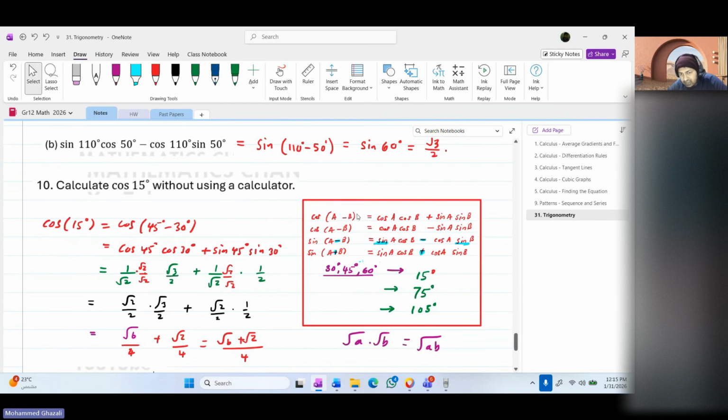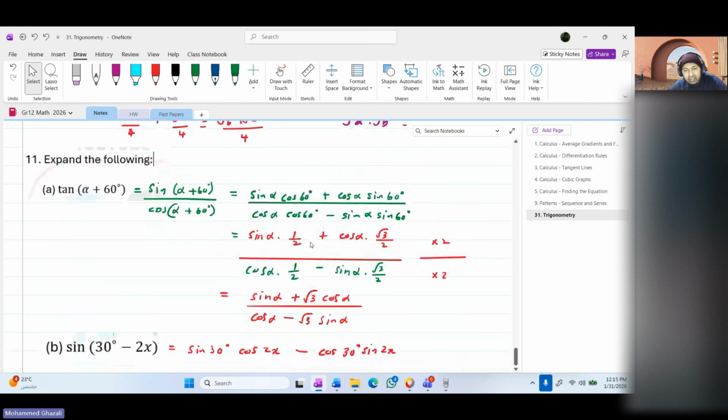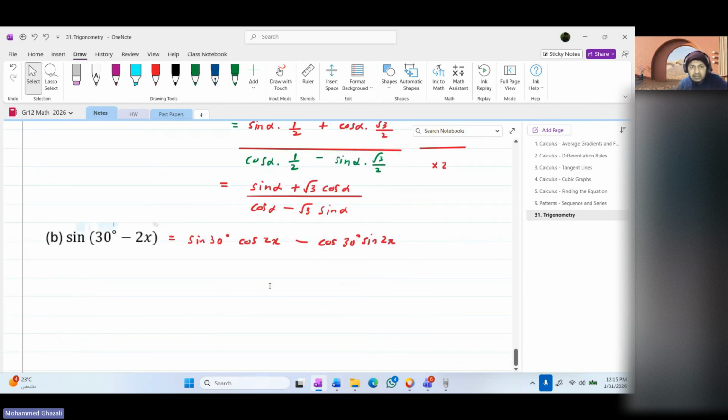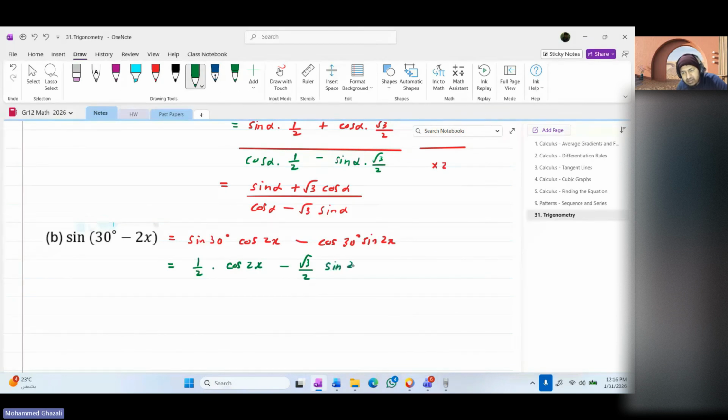We use the distance formula and cosine rule to prove cos of a minus b is cos a cos b plus sine a sine b. There's no need for the proof. That's the reason why I didn't do it. It's not examinable. Anyways, what is sine of 30? Sine of 30 is half. Cos 2x remains cos 2x. Minus cos of 30 is root 3 over 2. Sine 2x remains sine 2x. I will just leave my answer like that for now. And that's my expansion.